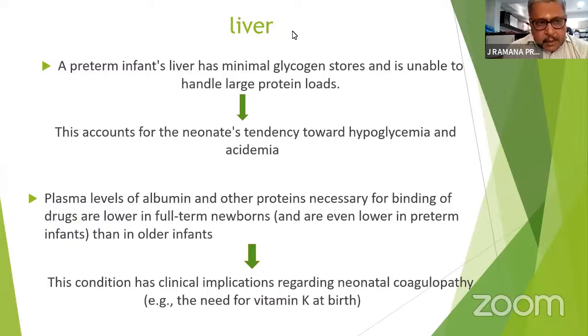Liver. A preterm infant's liver has minimal glycogen stores and is unable to handle large protein loads. This accounts for the neonate's tendency towards hypoglycemia and acidemia. Plasma levels of albumin and other proteins necessary for binding of drugs are lower in full-term newborns and are even lower in preterm infants than in older infants. The condition has a clinical implication regarding neonatal coagulability, the need of vitamin K at birth.